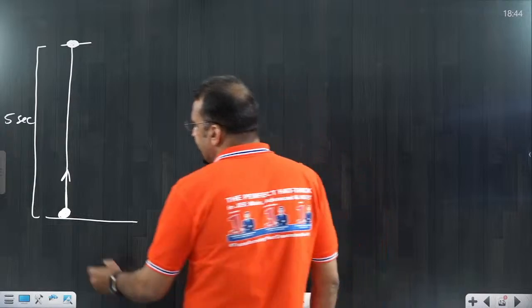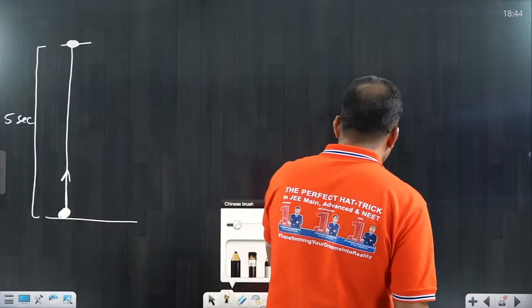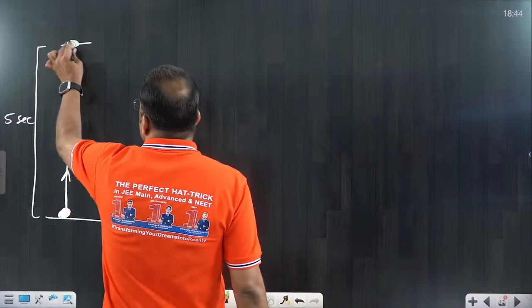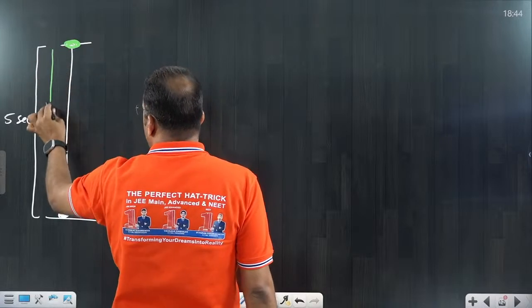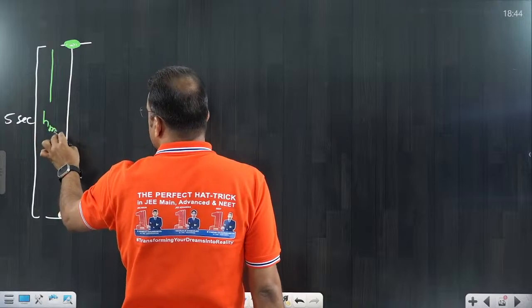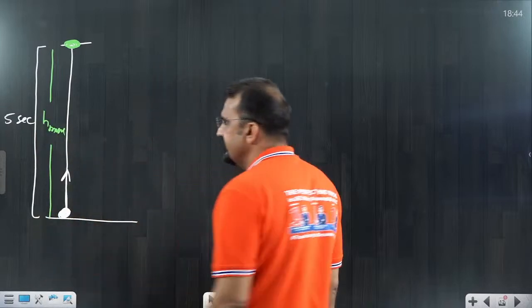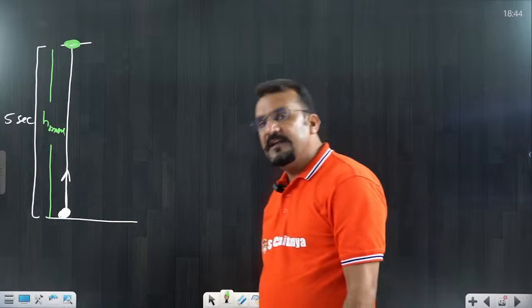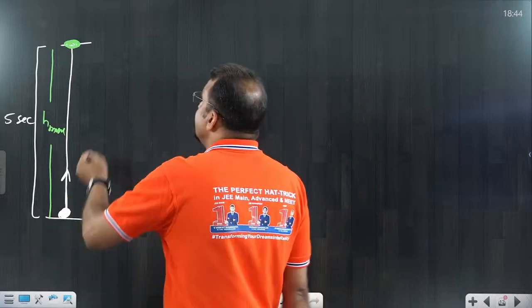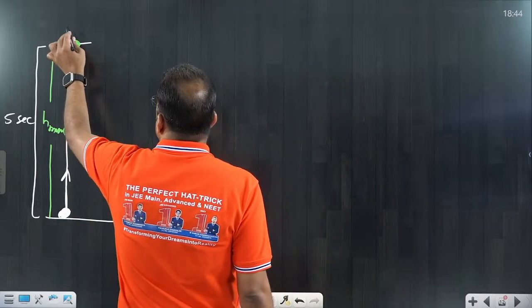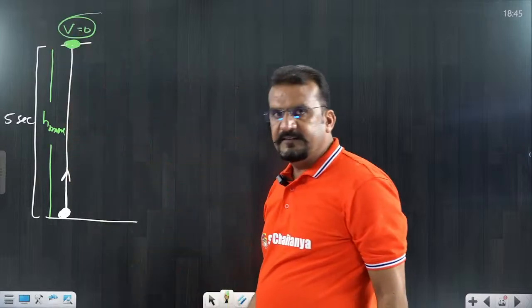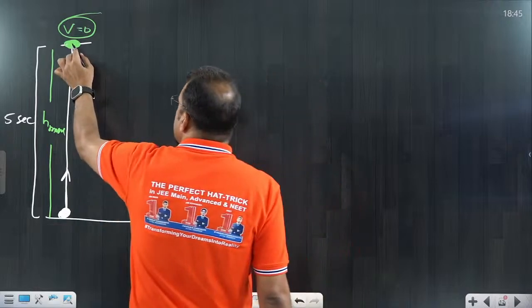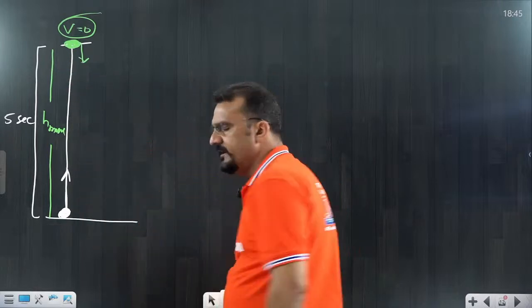Now my question is, when the ball is thrown vertically upward, it is at maximum height in how much time? Yes, 5 seconds. What do you mean by this maximum height, sir? Maximum height means the particular point where its velocity is going to be 0, yes or no? Obviously, after that, it comes down, yes or no?